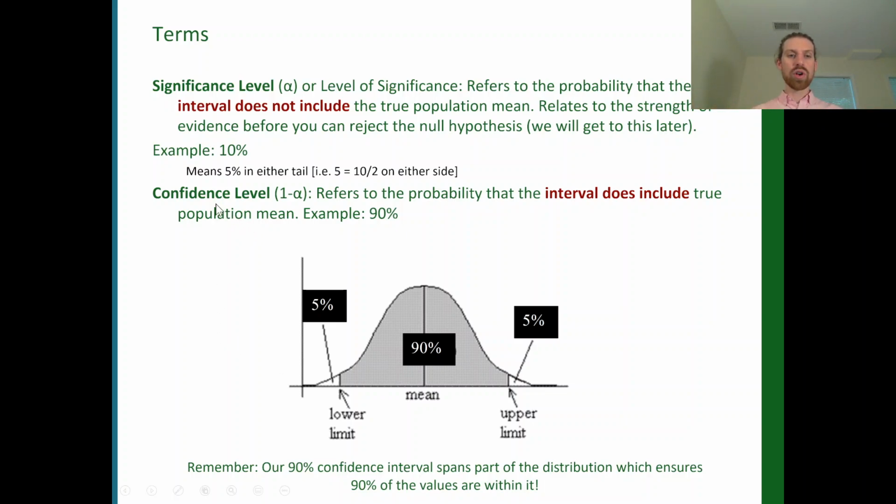And as I mentioned before, the confidence interval therefore is going to be 1 minus that alpha significance value, which would be 0.9 based on the idea that we had 0.1 before. And that would relate to 90% here, this portion of the distribution being covered, okay? So our 90% confidence interval spans part of the distribution, which ensures 90% of the values are actually within that part of the distribution, okay?